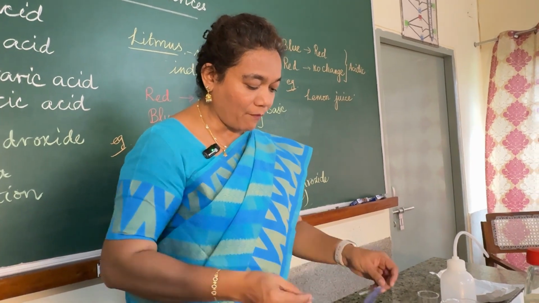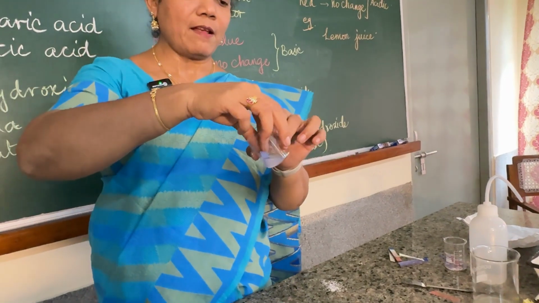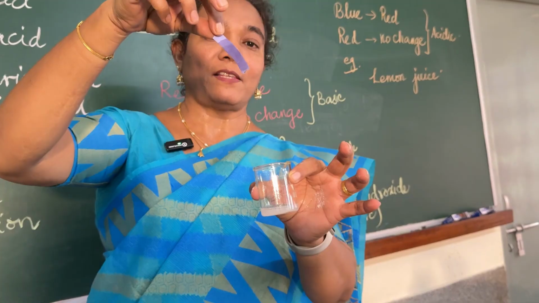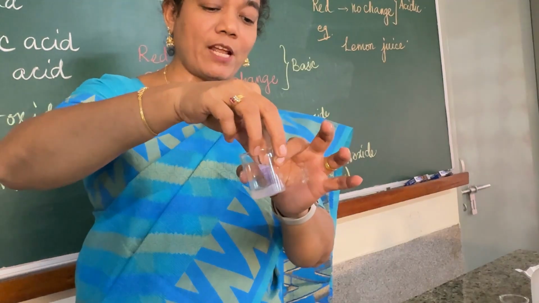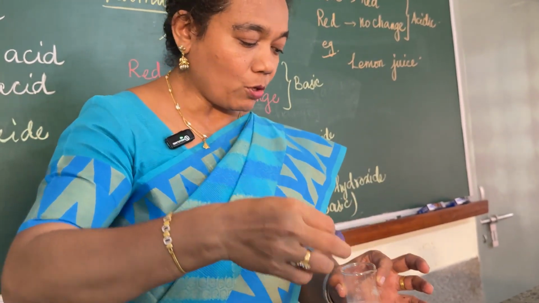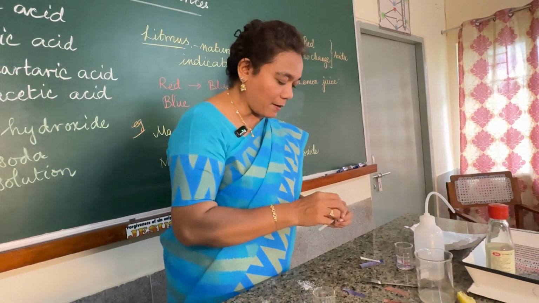So first we are testing with blue litmus paper. See, the blue litmus paper, there is no color change. Same blue color you can see. So baking soda solution, we are dipping the blue litmus paper, no color change. So it is blue color. So again we have to test with red litmus paper.